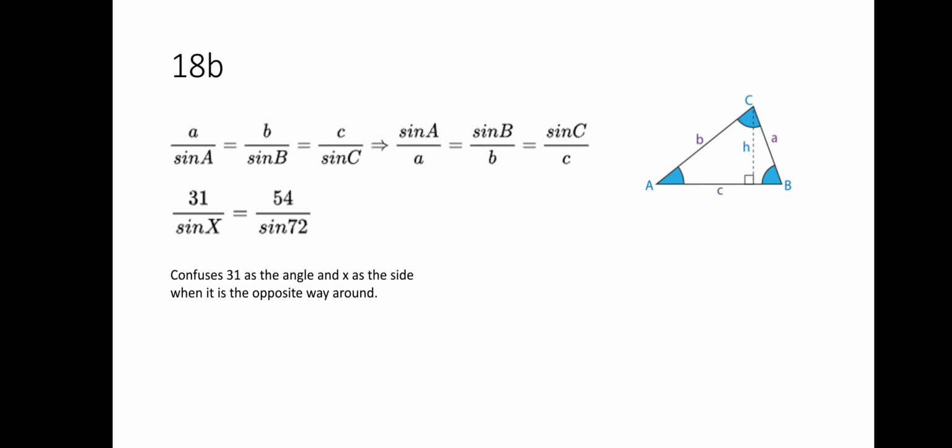Leah basically confused 31 as the angle and X as the side, when actually the opposite is true. So it wouldn't be X over sine 31, it would be 31 over sine X, because the diagram depicts 31 as the side and X as the angle.